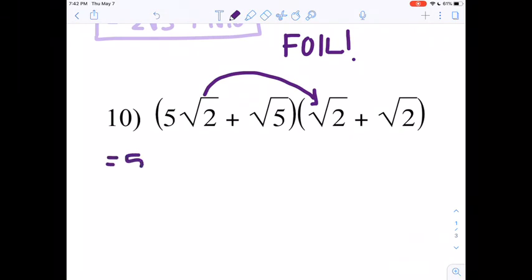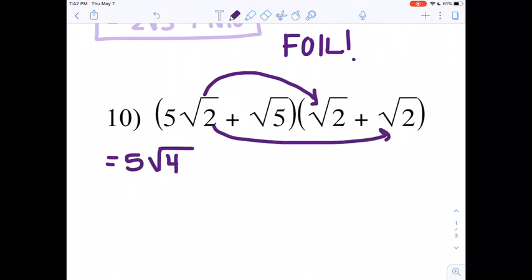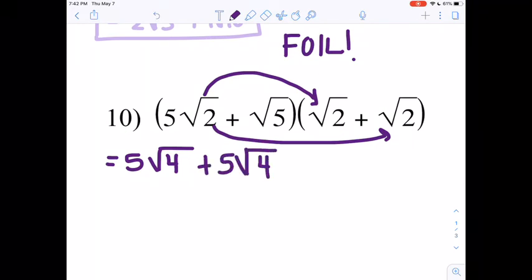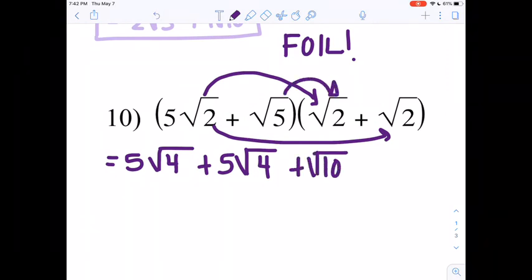So that becomes 5, and then root 2 times root 2 is the square root of 4. And then you got to multiply 5 root 2 times root 2. Again, you could use the shortcut if you want, for those of you that understand it. And that's going to become, you could actually combine those, but we'll just do this for time's sake. So that's going to become 5 root 4. And then I got to do the same thing with the root 5. So root 5 times root 2, that's the square root of 10, insides with insides. And that's going to become the square root of 10.